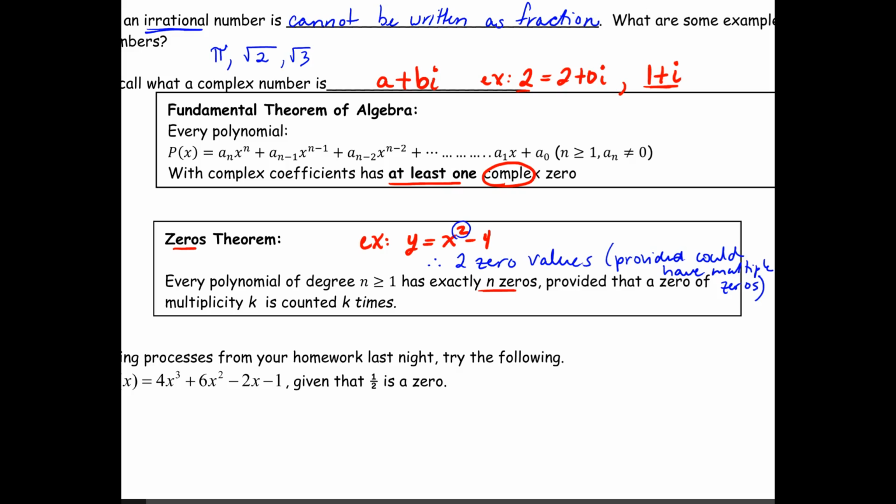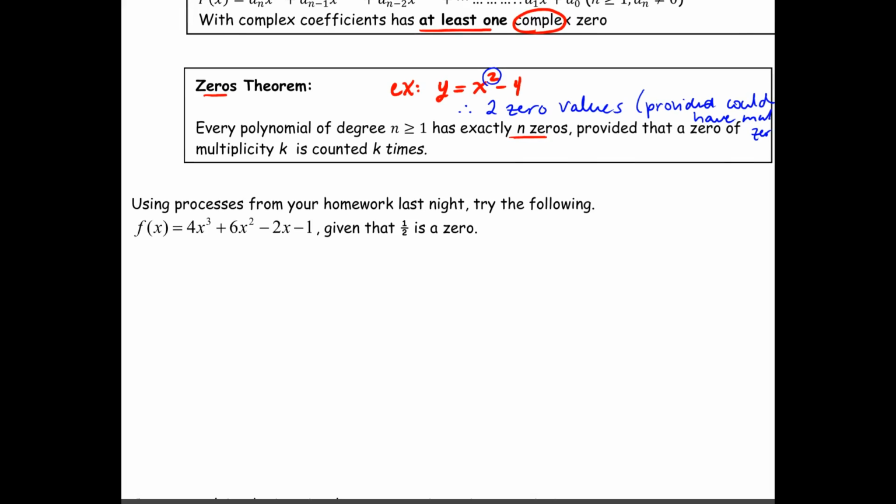Now these theorems are so helpful because they give us insight into how many zero values we should find, whether rational, irrational, or complex. The amount of zeros will need to match the degree of the function. So let's go ahead and let's just use what we looked at yesterday and try the following example. So use the processes from your homework last night, try the following, and this is supposed to say find all zeros. Or find, actually, you know what, not zeros, let's call those solutions. Sorry, find all solutions.